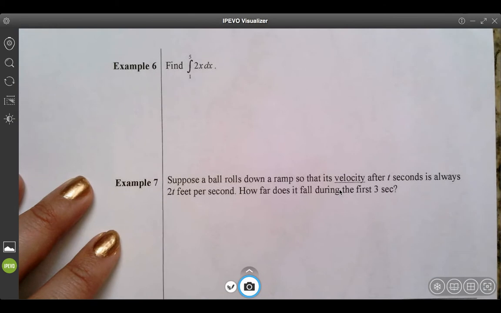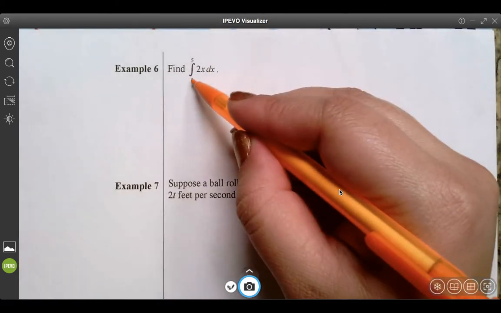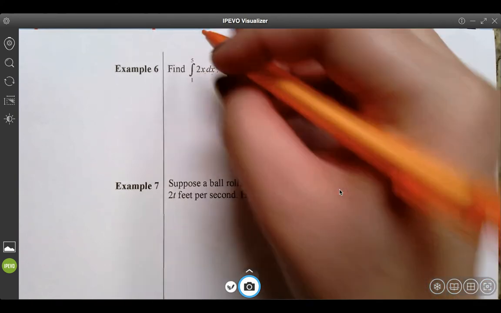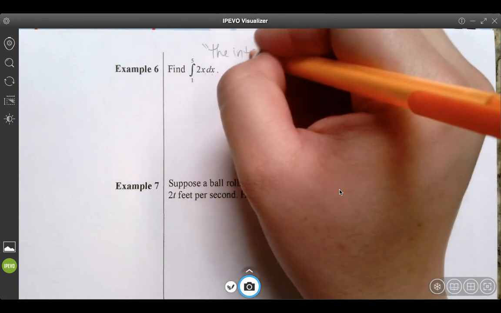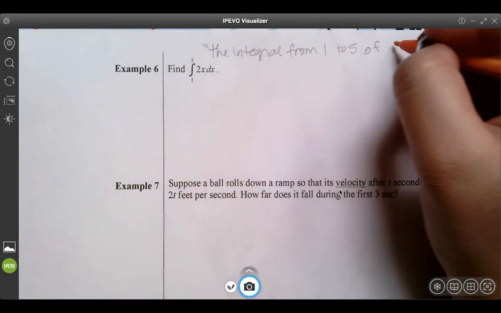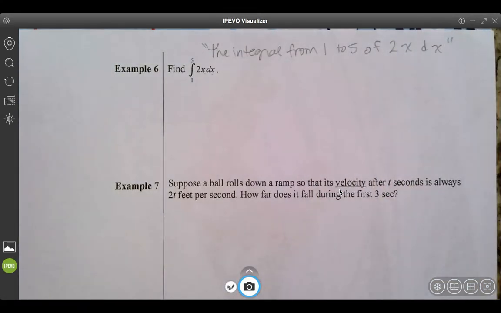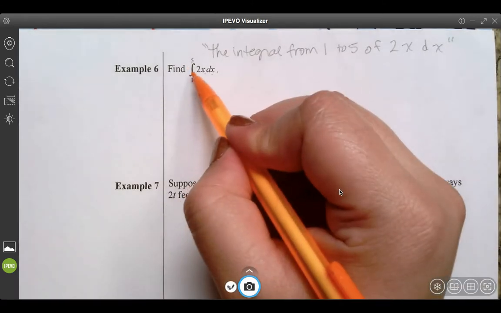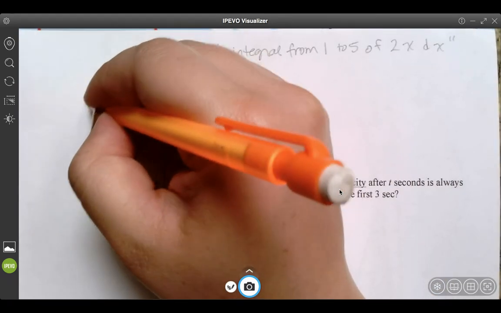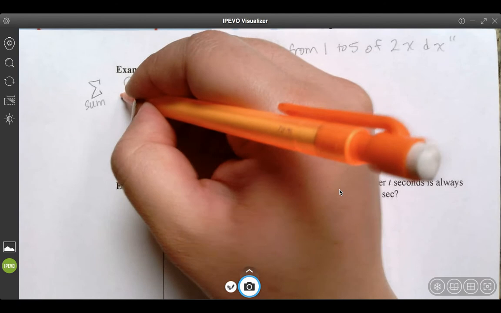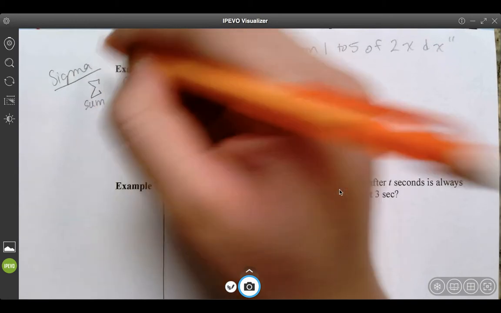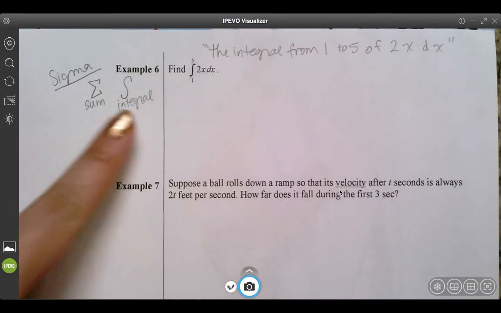So for example 6, we're looking at the integral from 1 to 5 of 2x dx. And just kind of a fun fact, this symbol for the integral is lowercase sigma. So remember, sigma was the sum, lowercase sigma is the integral, but these are both sigma. Kind of the capital and the lowercase of sigma.